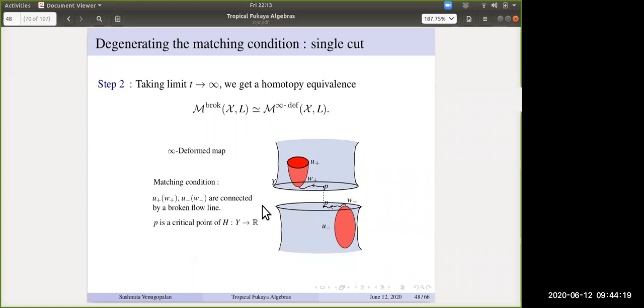And the next step is to take the limit as t goes to infinity. So then the Morse trajectory becomes one of infinite length, that is, it acquires a breaking at a critical point.